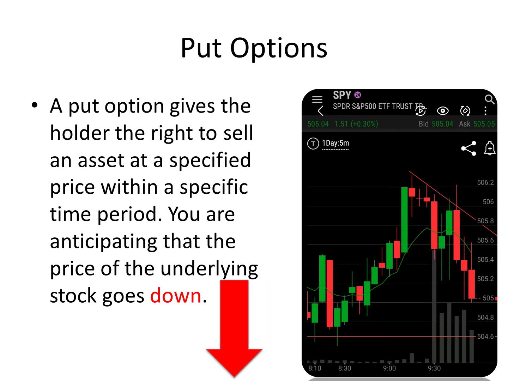On the other hand, a put option gives the holder the right to sell an asset at a specified price within a specified time period. Investors buy put options when they expect the price of the underlying asset to decline. In this example, on SPY, I noticed price rejection to the downside following a huge move up, as well as a long bearish wick candle. I entered puts to anticipate a move to the downside towards previous support levels near $504.75.